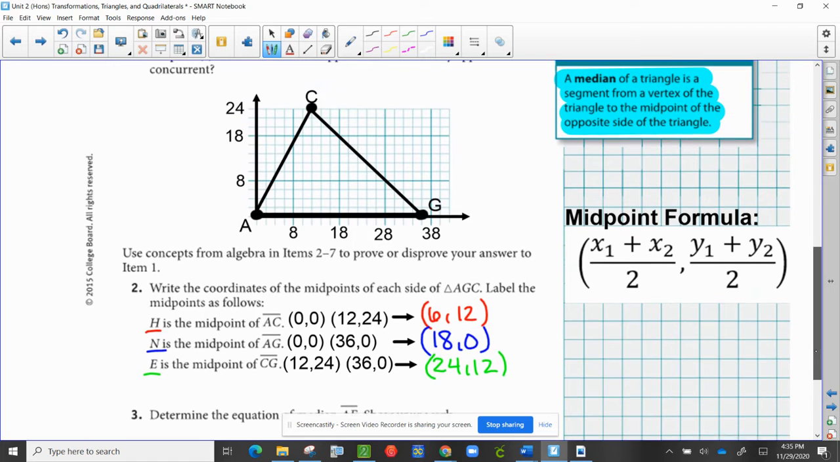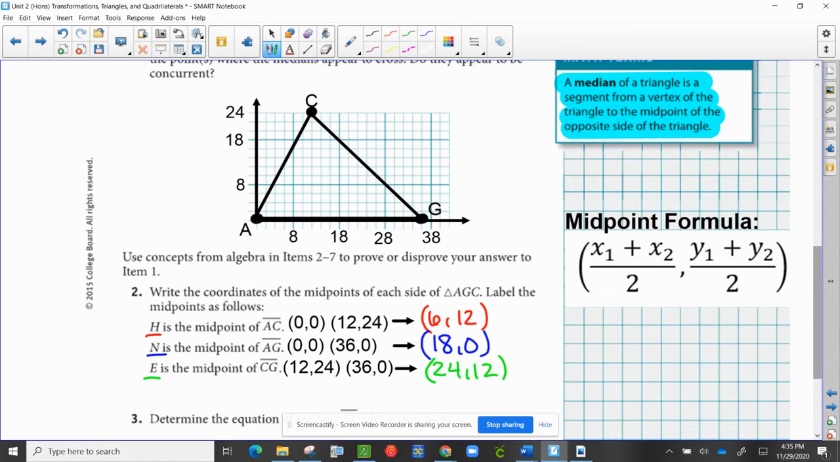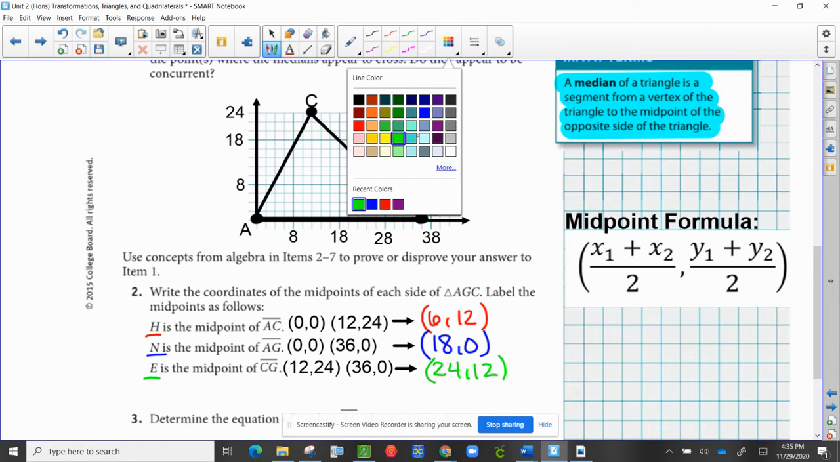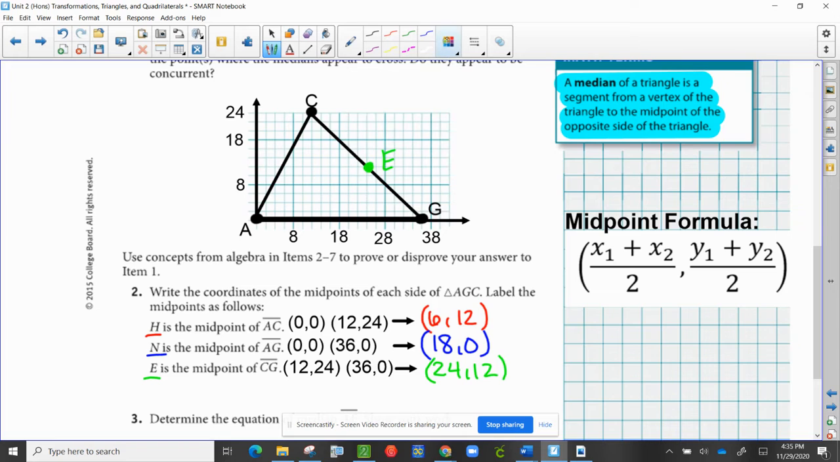So what I'm going to do now is draw that in on each picture. So let's see, E at 24, 12. Label it E. Then we have N, which is going to be at 18, 0. So there's N. And lastly, H is at 6, 12.